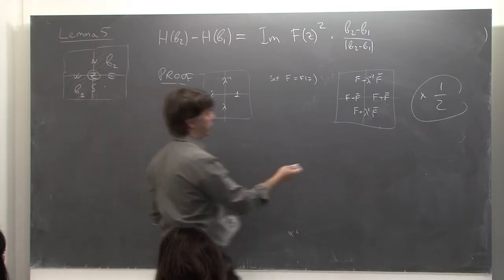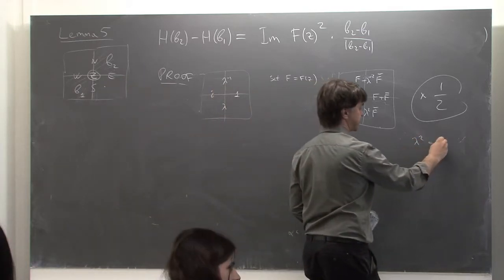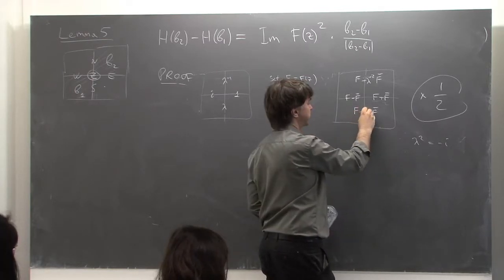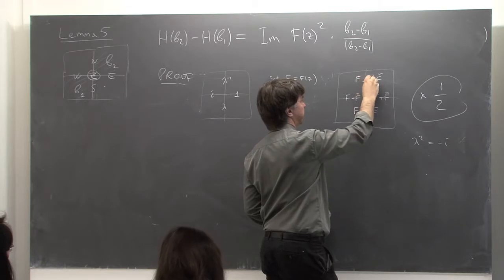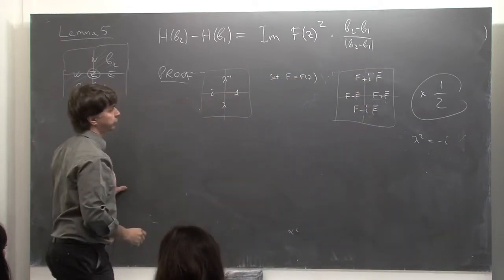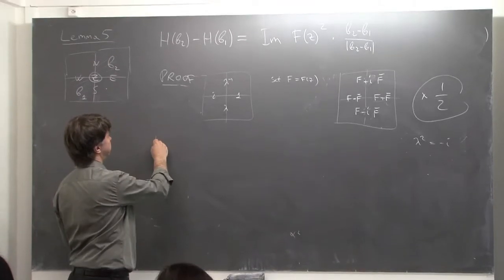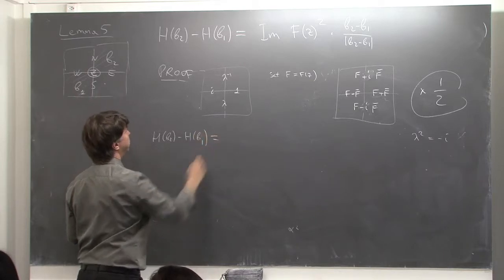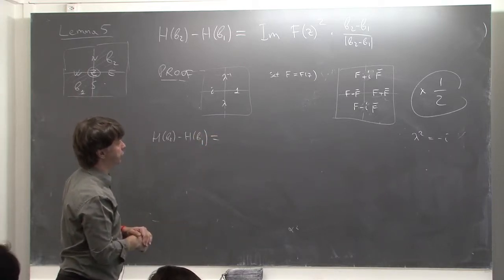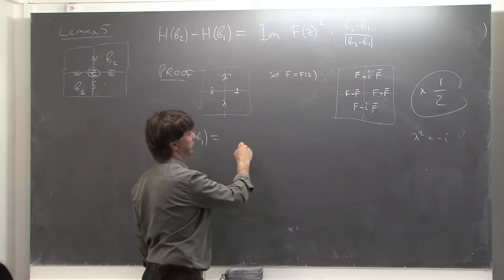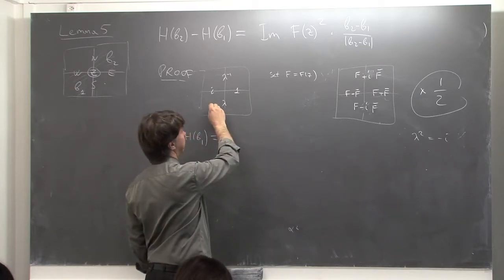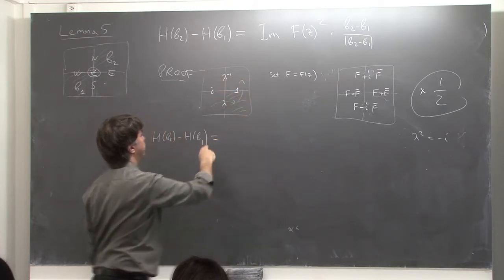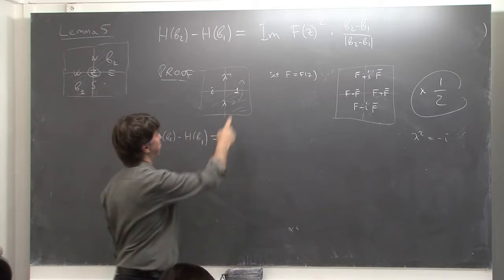And well, since lambda squared is minus I, then we have just this written. So what we get is h of b2 minus h of b1. In this case, well, we go like this and like that. So this is a black square. From white to black we decrease, from black to white we increase.